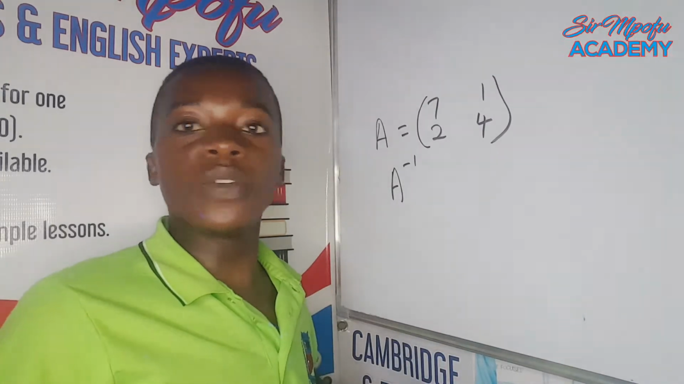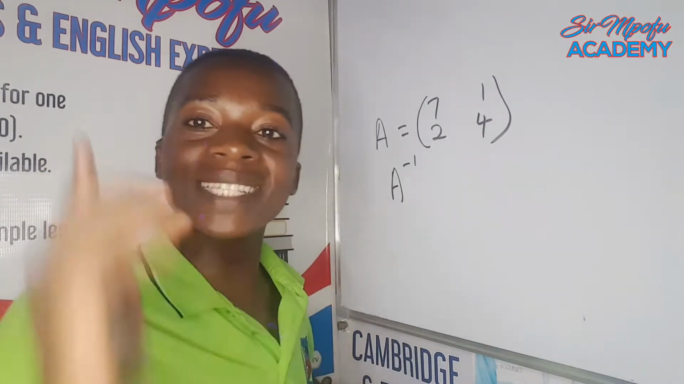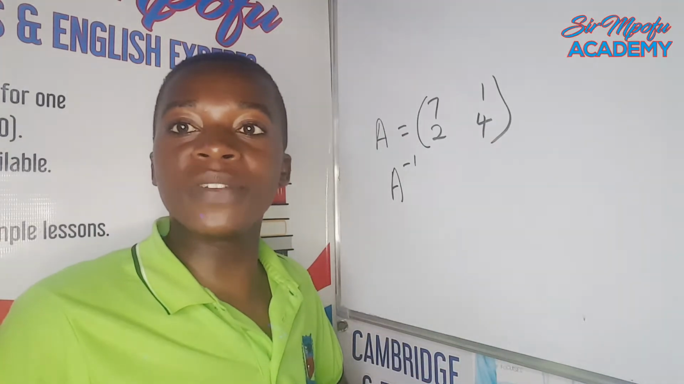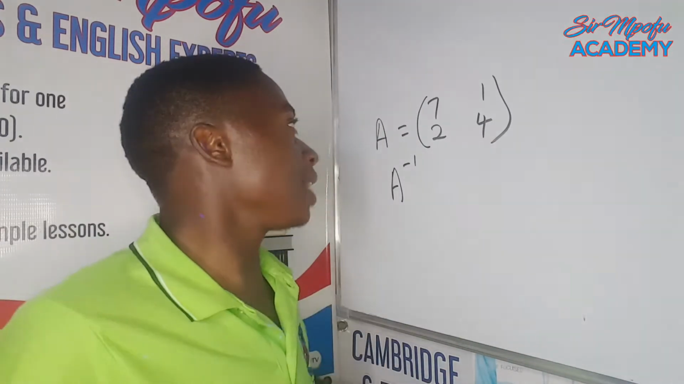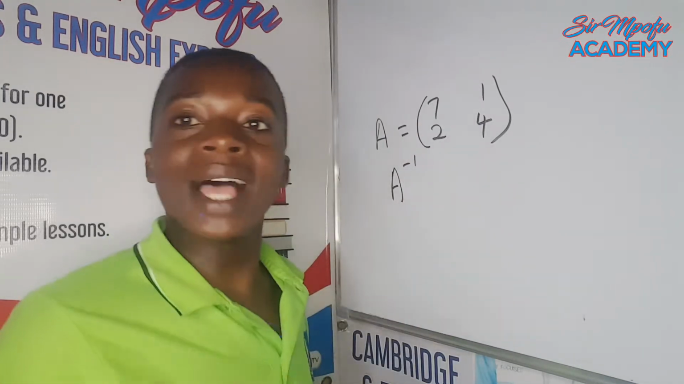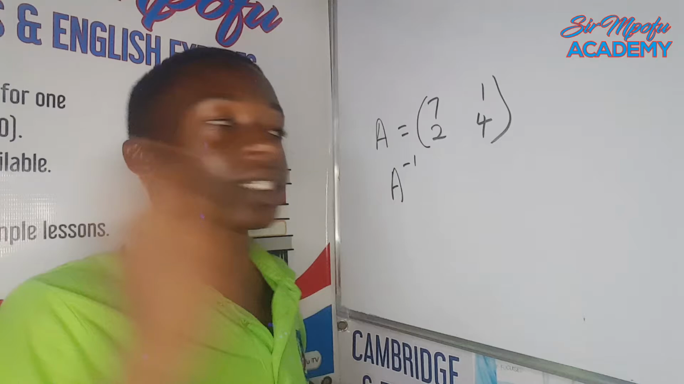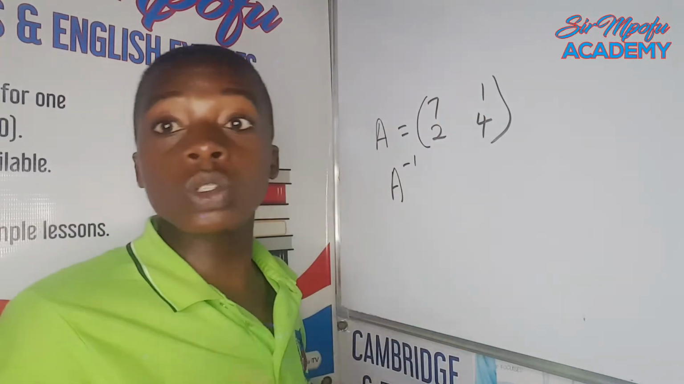And how do you do this? We just use the formula as we did. But the first thing, you must find the determinant. And how do you get the determinant? Remember, I told you in the previous lesson. It's very simple and straightforward. To get the determinant, you say 7 times 4, that is 28, minus 2 times 1, which is 2. 28 minus 2, that's 26.